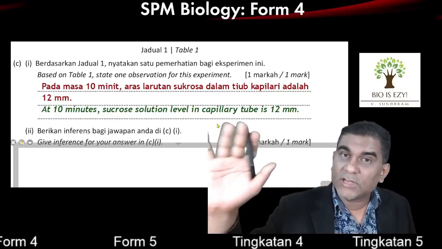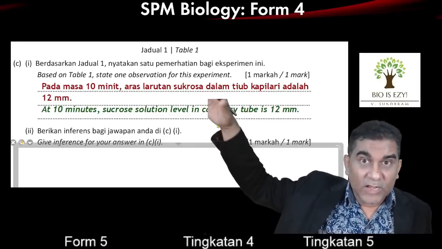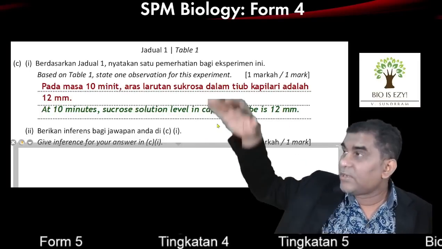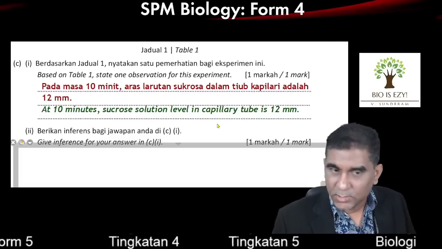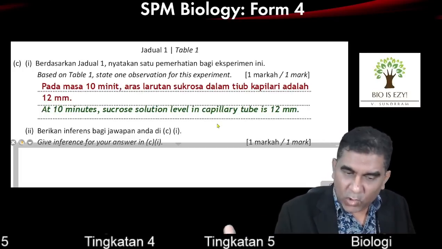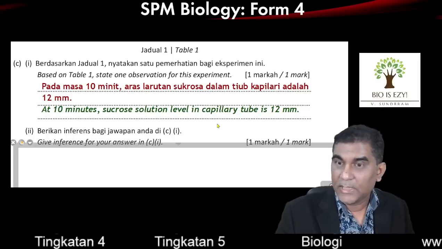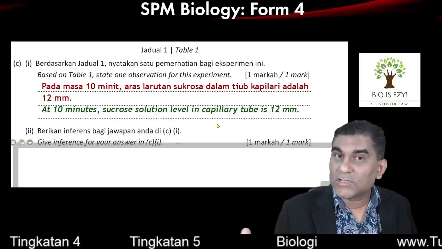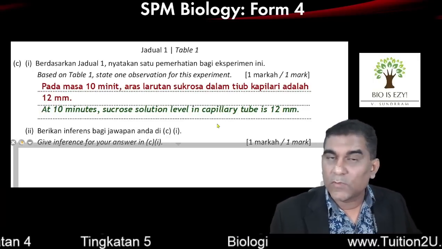Why is the sucrose level increasing? You just told the examiner at 10 minutes is 12 millimeter. That means already increased. Why increasing? We need to explain. It's osmosis. So we need to inform the examiner. Water diffuse into the whisking tube through osmosis. Why diffuse in? Because water has higher water potential. Sucrose solution has lower water potential.